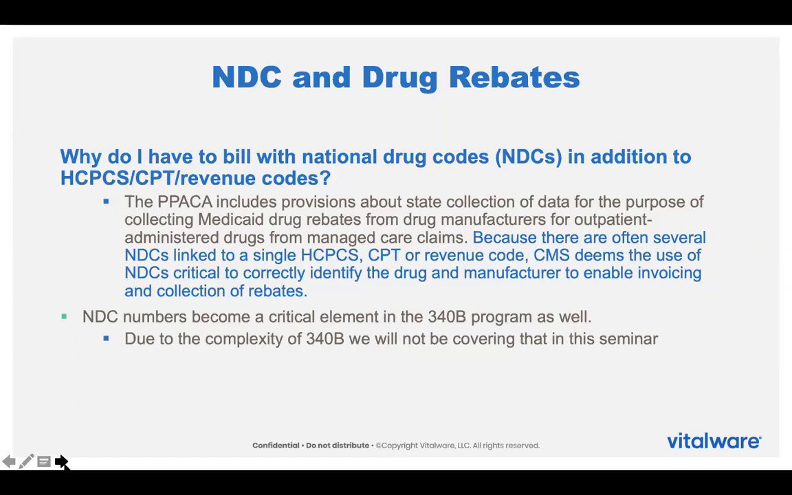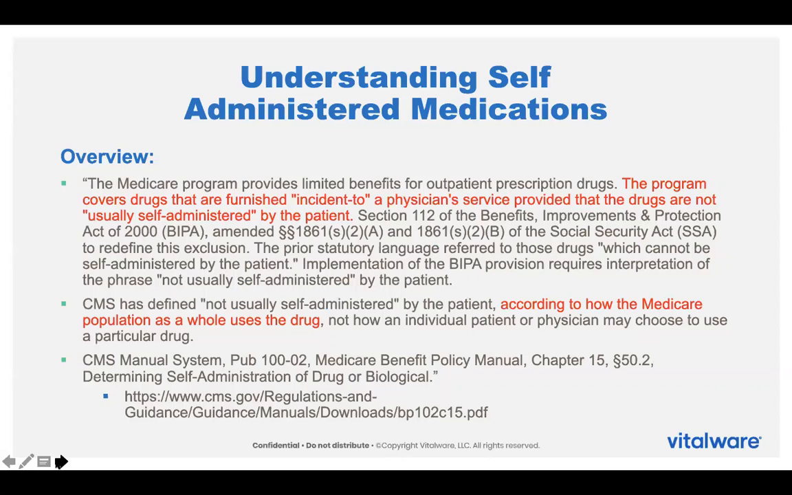The Affordable Care Act includes provisions about state collection of data, and because of those federal laws, there are several NDCs linked to one HCPCS CPT. CMS deemed the use of NDCs critical under PPACA to identify the drug manufacturer in order to do the rebates. So again, this is a big thing, this NDC number that was administered getting onto the claim, because the rebates are part of this. And one of the Office of Inspector General's consistent findings is overpayment for rebates to the different states. So if you have 340B, that should be truly it.